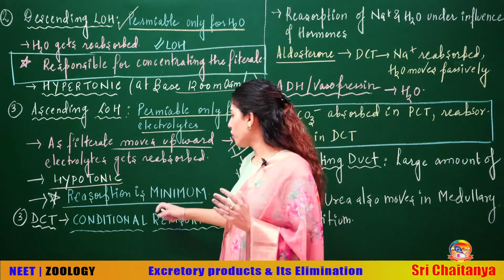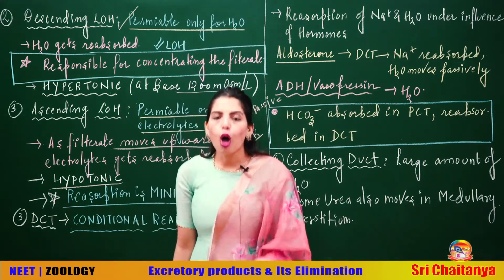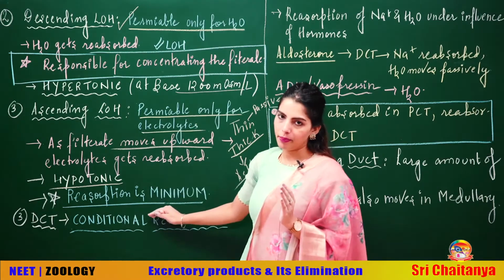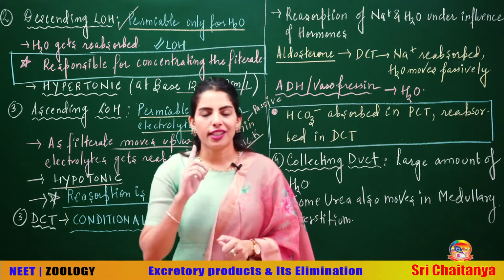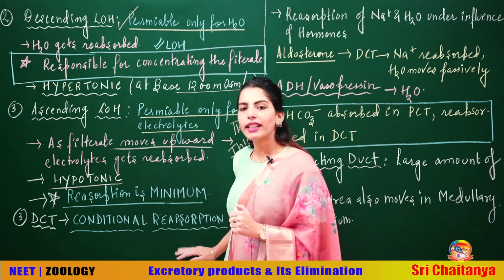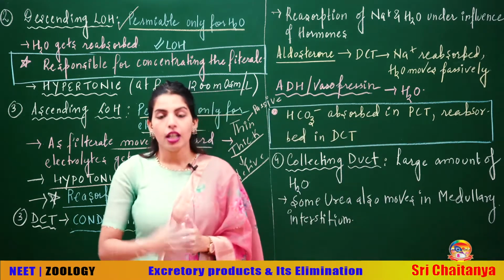Alright, I have also written one point that the ascending loop of Henle shows minimum reabsorption. Reabsorption is minimum. Now talking about the next part, which is DCT, conditional reabsorption takes place. What is taking place? Conditional reabsorption. Now what is this conditional reabsorption?